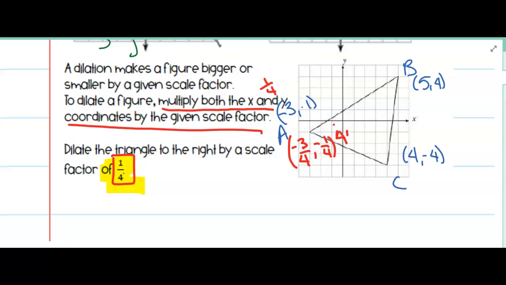Okay, B, whenever I multiply each of those by 1/4, 1/4 times 5 gives you 5/4, or when graphing, it's probably easier to think about it as a mixed number, so that's 1 and 1/4. 1/4 times 4 gives you 1. So B prime is going to be at 1 and 1/4, 1, which should be right around there. And then C prime, if I take 1/4 of each of those, that should be easy. It would be 1, negative 1. C prime will be just about right there. So notice that triangle is the same shape, just a little bit smaller.